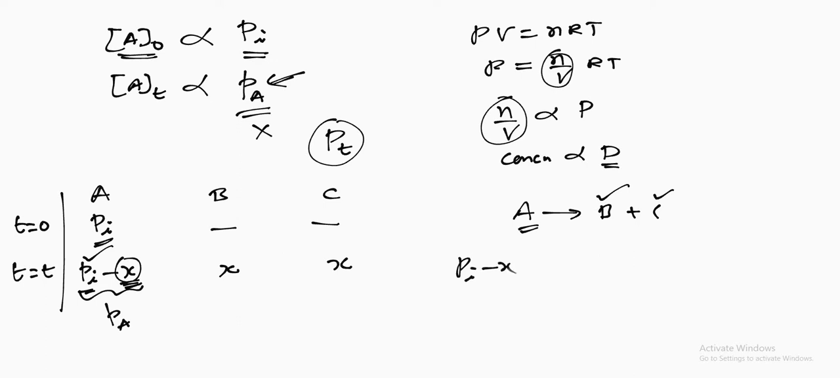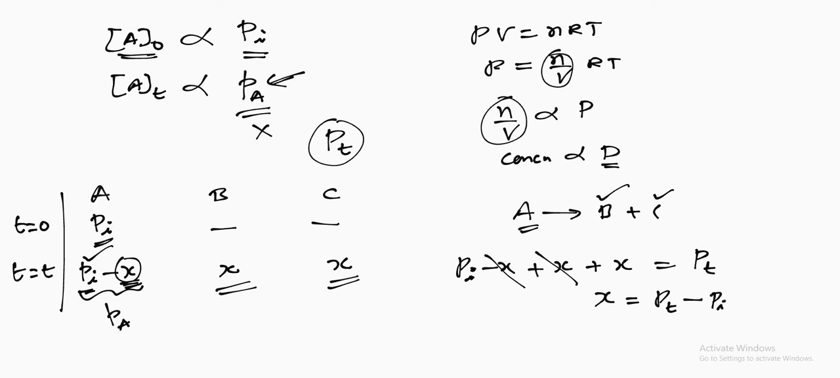Total pressure is nothing but the sum of the partial pressure of A plus the partial pressure due to B plus the partial pressure due to C. If we add all these, that is the total pressure at time t. Minus X plus X you can cancel. So what is the value of X? X is equal to the total pressure at time t minus the initial pressure at time 0. That is the value of X.